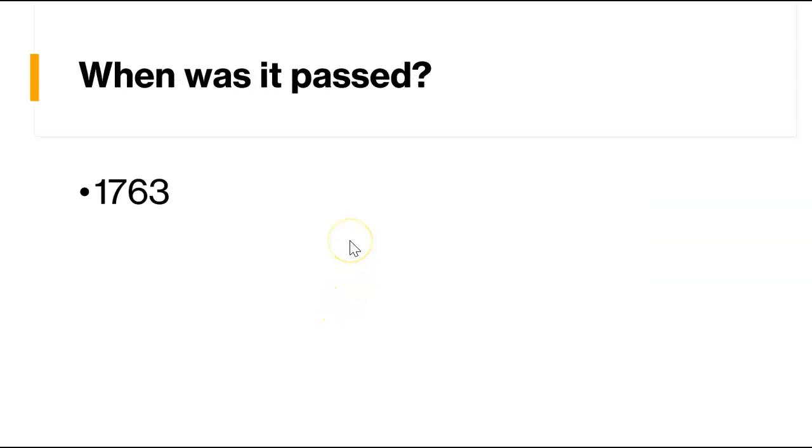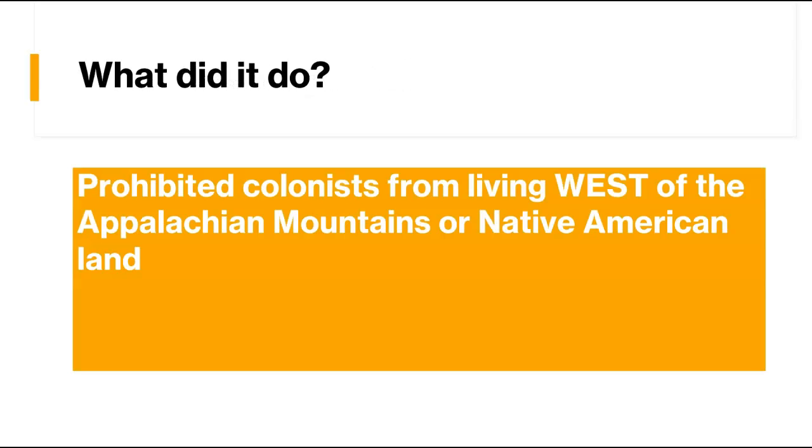So when was it passed? This would be your next column over to the right of where you just were. 1763, obviously, it's called the Proclamation of 1763. What did it do? So it prohibited the colonists, prohibited means forbid or no, you can't, move west of the Appalachian Mountains. So stay out of that Native American land.